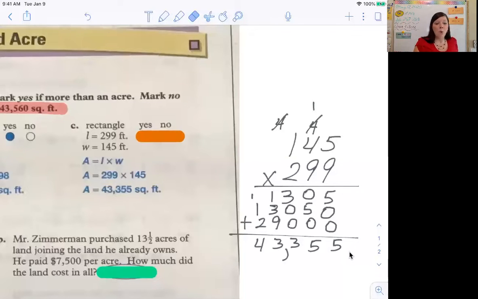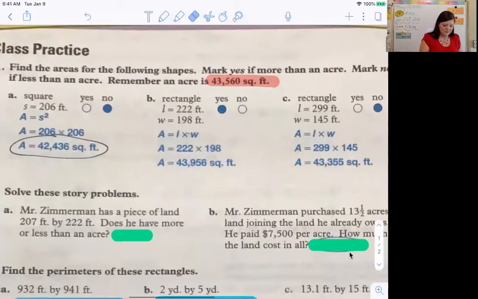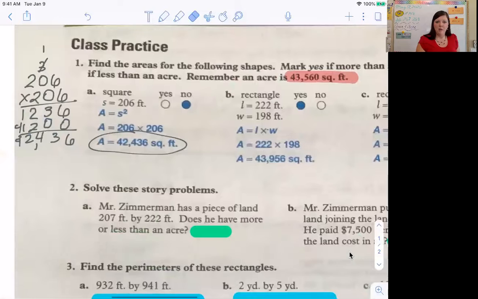Do we have more or less than 43,560 square feet? We have less than that. So do we have an acre? No, we do not. Let's move on to our first story problem.